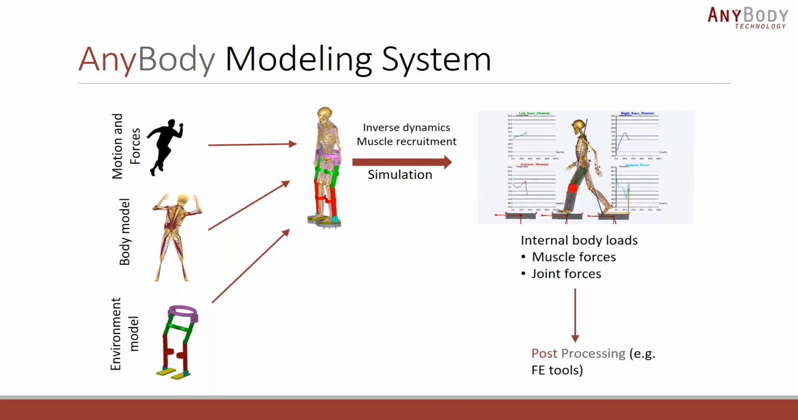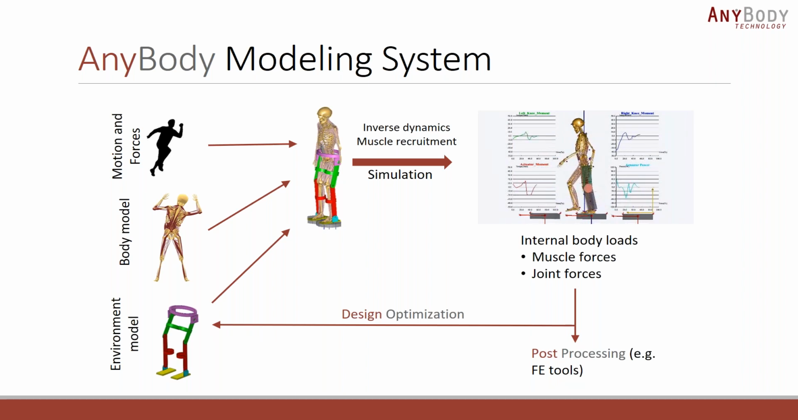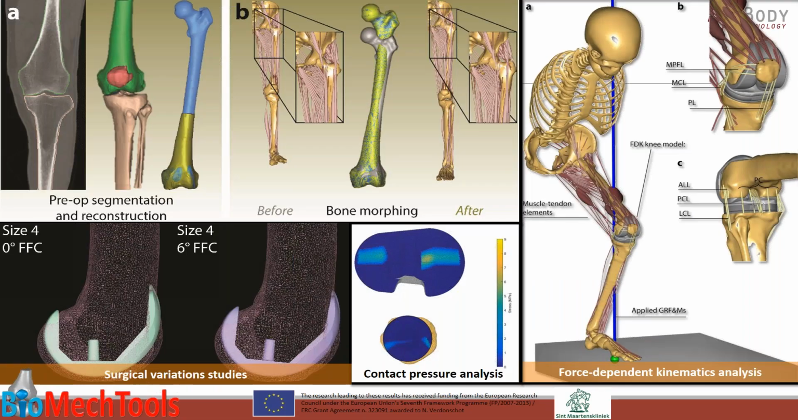After the output from Anybody, you could also do some sort of post-processing that could be used as input for finite element tools. And you can close the loop completely to do design optimization, to optimize your device. I hope this gives you a little bit of an insight into what the Anybody modeling system is before we get started. And with that, I will give the word to Marco.